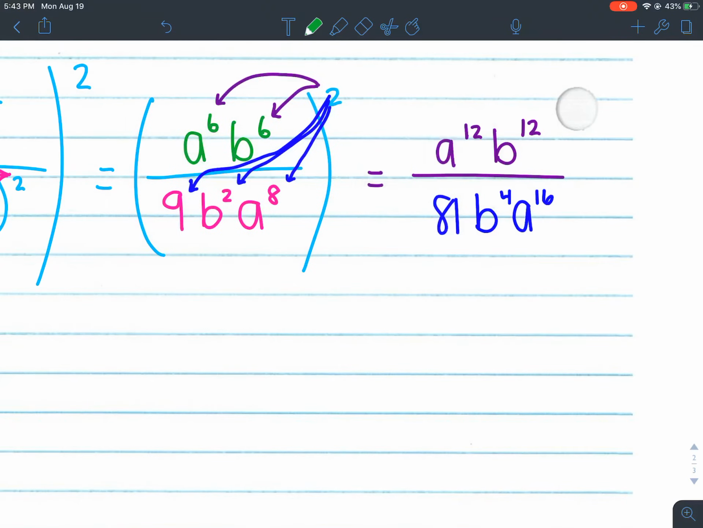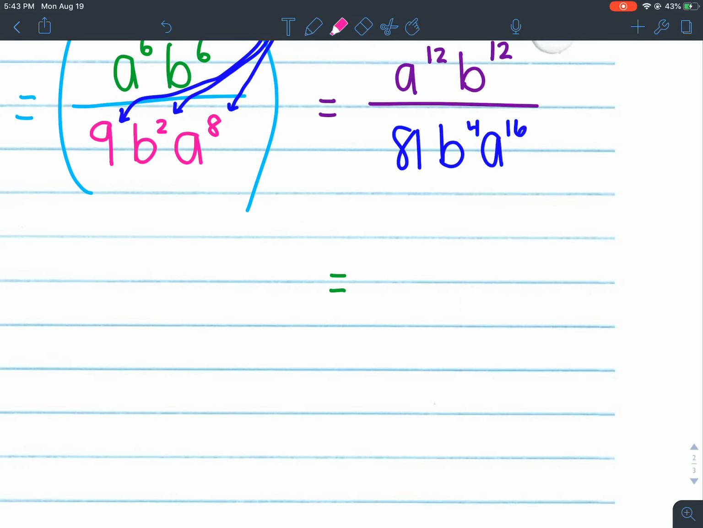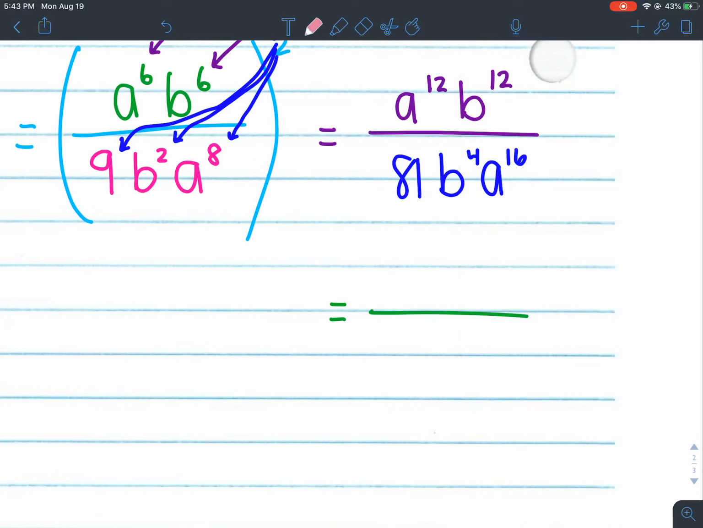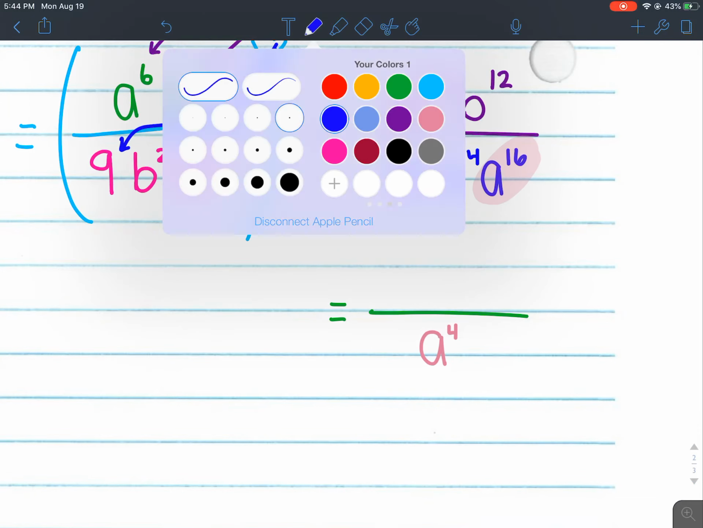All right. Now we can decide to simplify things now. So let's have a little fraction here. Go ahead and get my colors ready. So I'm going to go ahead and look. Well, I notice that I have 2 bases of a's. I have a to the 12th and a to the 16th. Well, there's more a's in the bottom, so I have a, and I have 4 more in the bottom, because 16 minus 12 is 4.